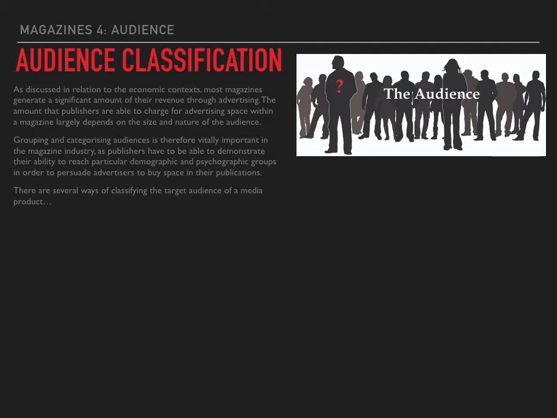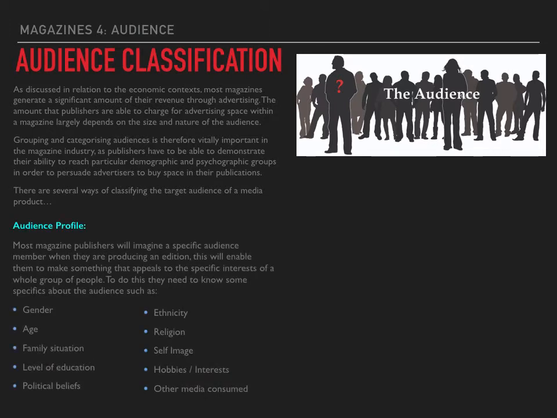The first way we looked at was to create a profile of the audience or the potential audience. Most magazine publishers will do this on a daily basis. They'll imagine a specific audience member when they're planning an edition, writing, editing. Whenever they're putting together the next copy of the magazine, they will think of an imaginary person who is their specific target audience. This enables them to make something that appeals to the specific interests of that whole group of people. So they have to know that person inside and out.